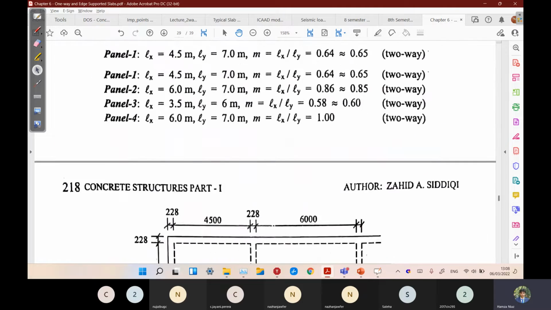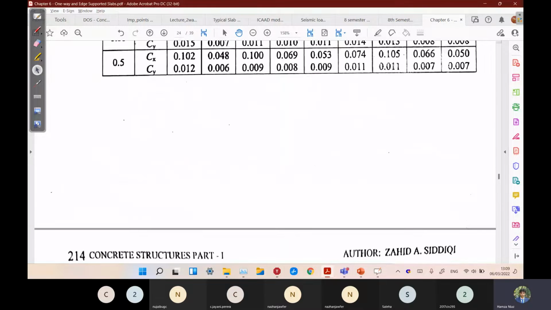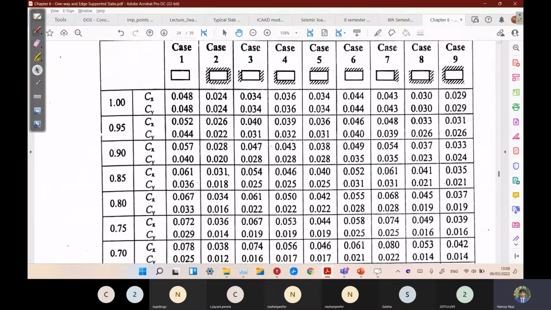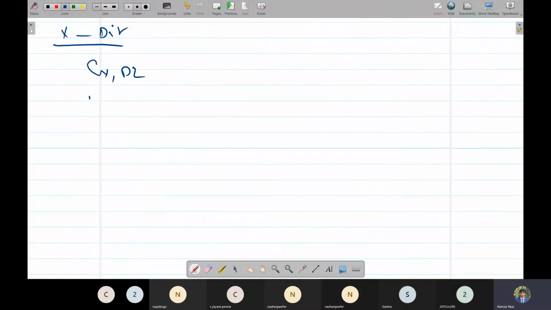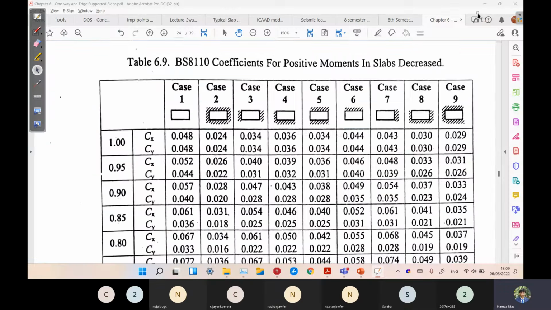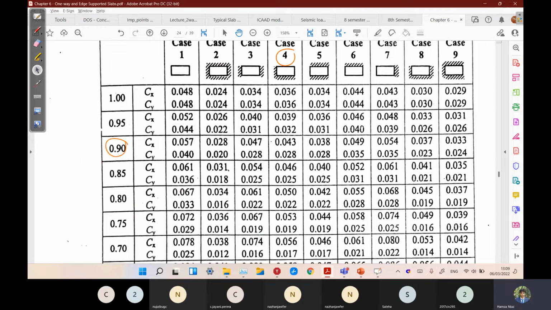Depending on the case and the end condition, we calculate 3 different factors for one direction. For example, we are designing for the x direction. We have to know Cx dead load, Cx live load, and Cx negative. These three factors we have to know. If our case was 4, the fourth one was our case, and our M value was, suppose, 0.9. It is the Lx over Ly ratio. Just round it off to the nearest value, no need to interpolate. So for M equal to 0.9, the case is 4.